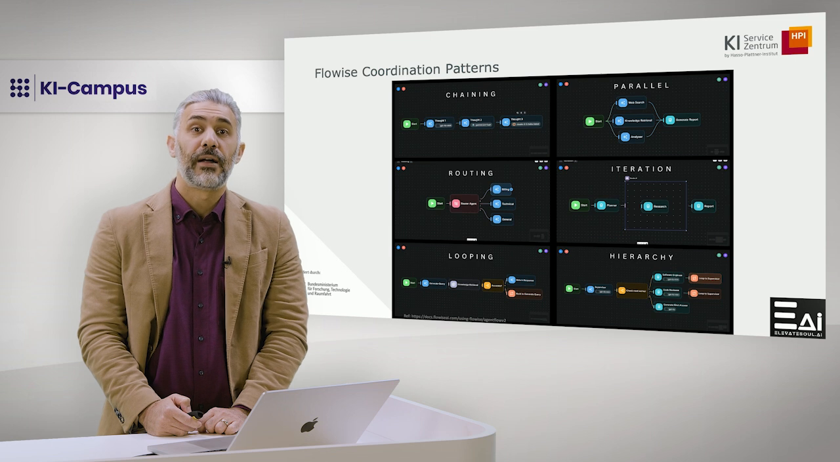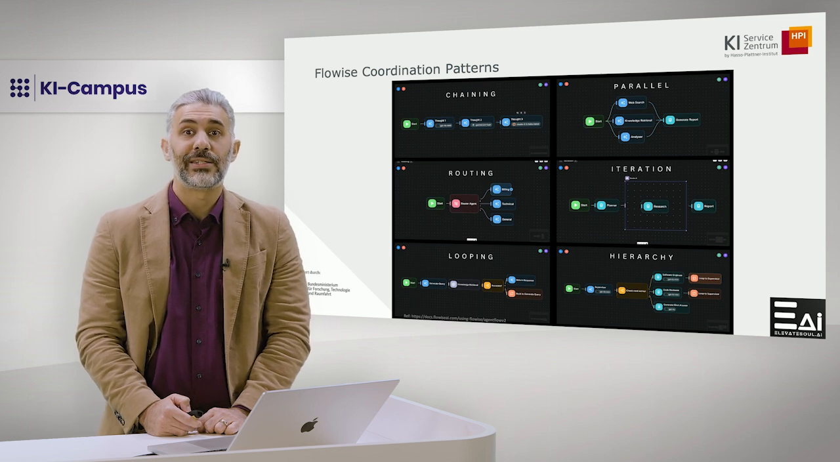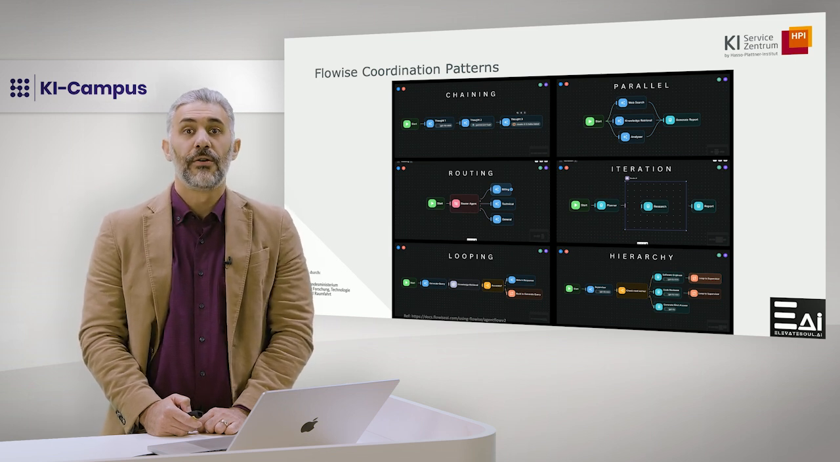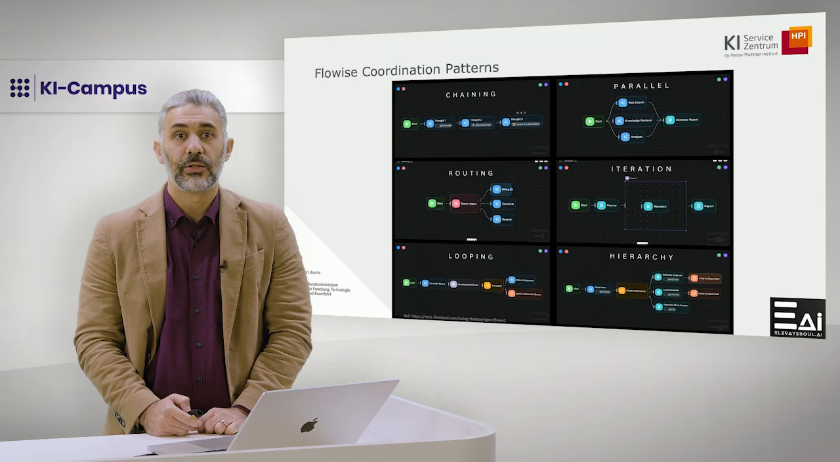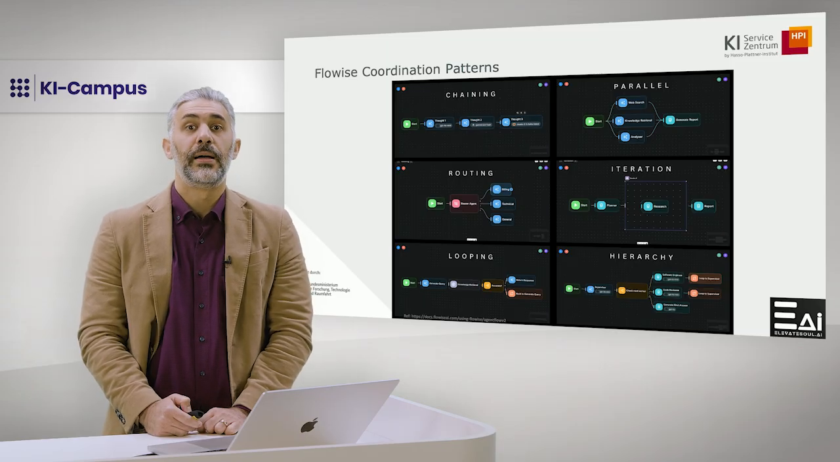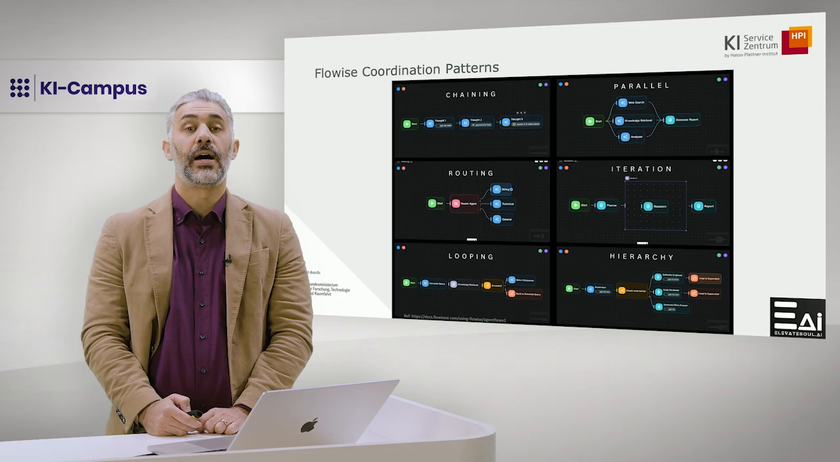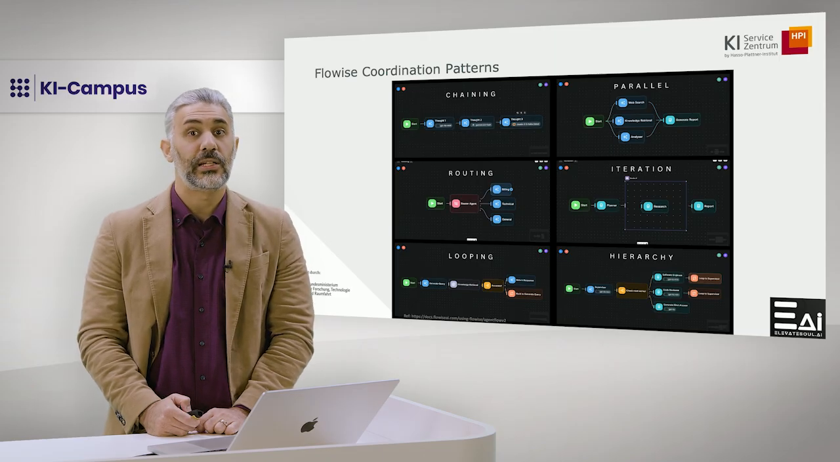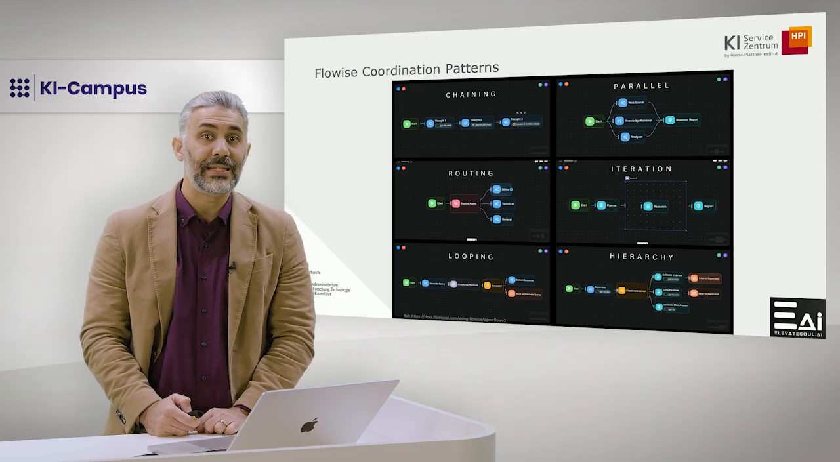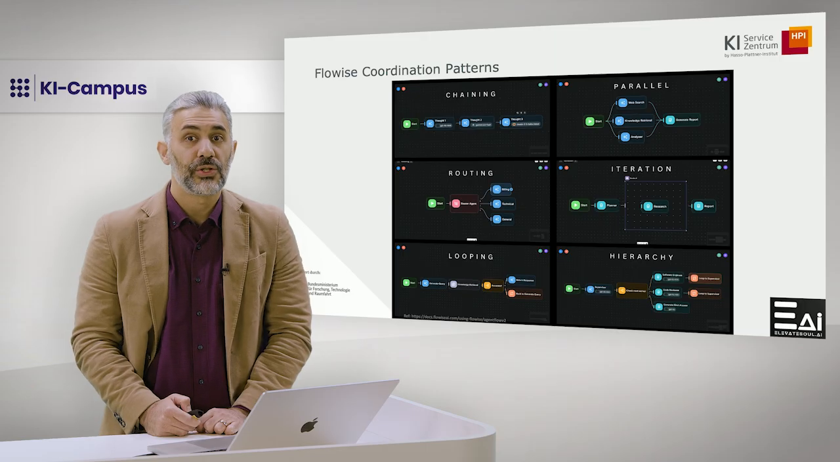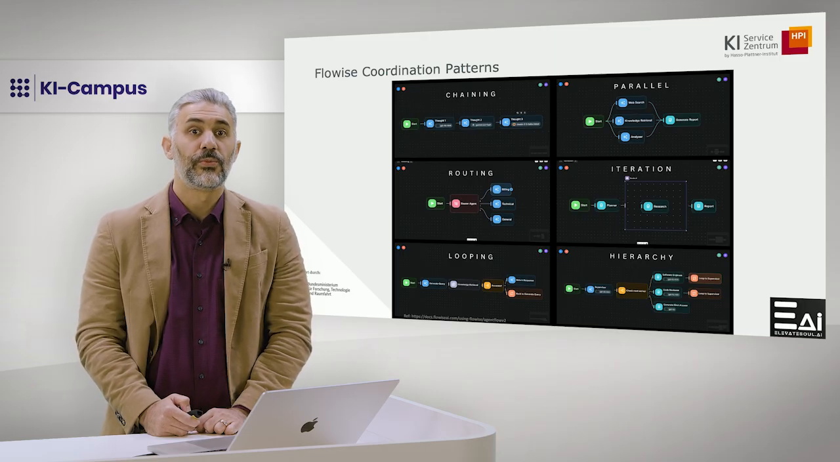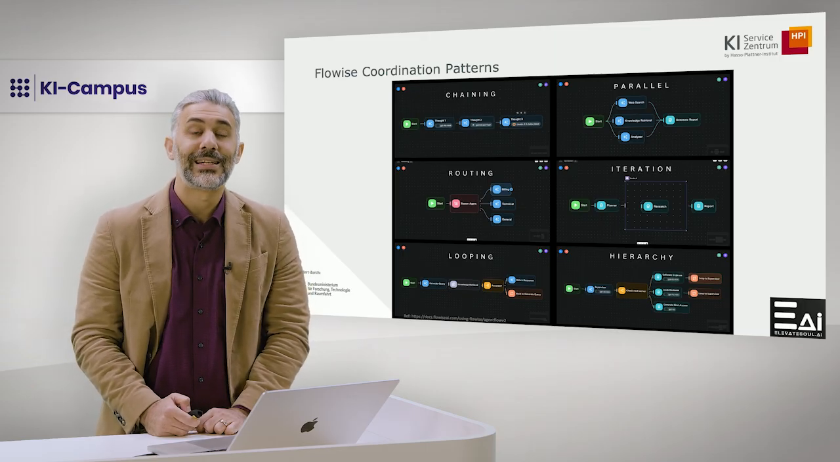Routing. A router agent decides where to send the query, for example, billing, technical support, or general help, based on user intent or classification. Iteration. An agent can loop through a task repeatedly, such as researching multiple sources or refining information until a condition is met.